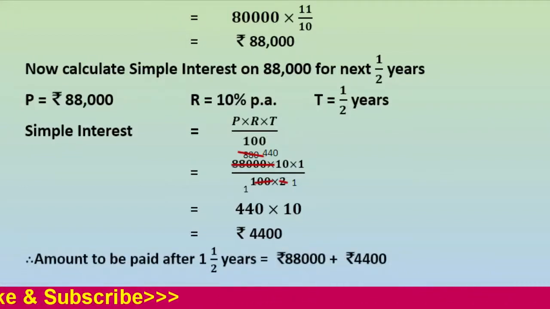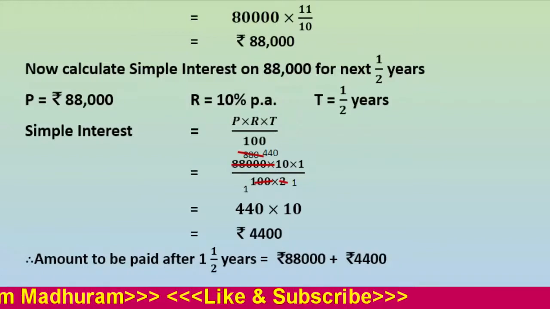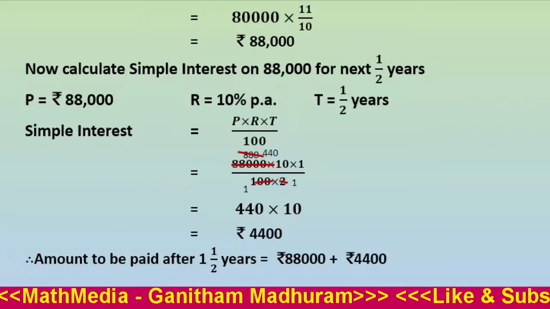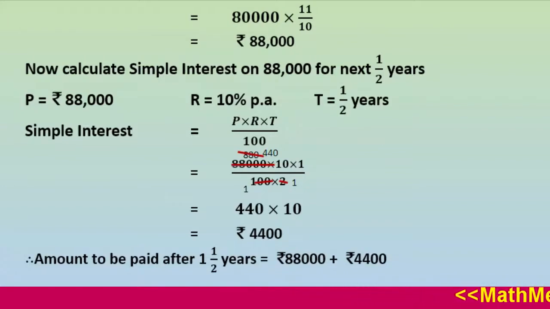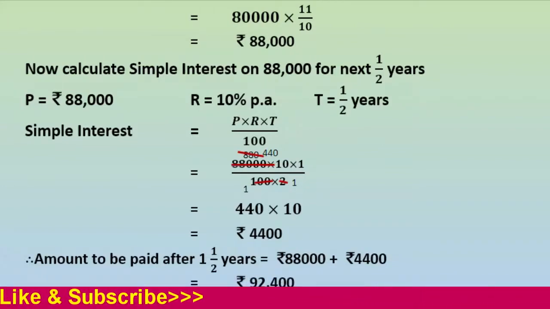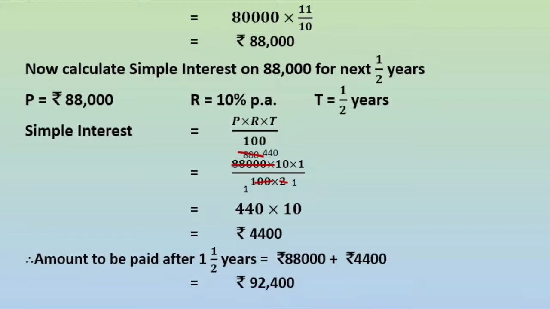Hence the amount to be paid after 1.5 years equal to rupees 88,000 plus 4,400 equal to rupees 92,400. This is the amount to be paid if the interest is compounded annually.